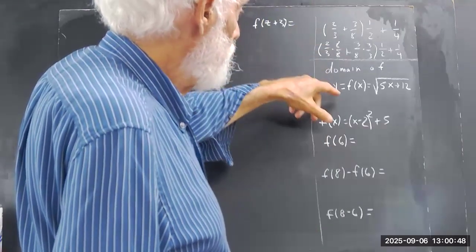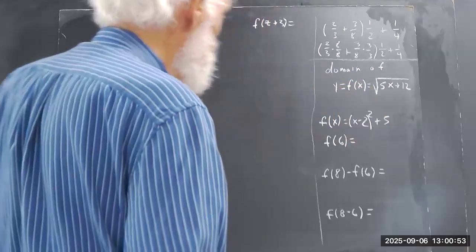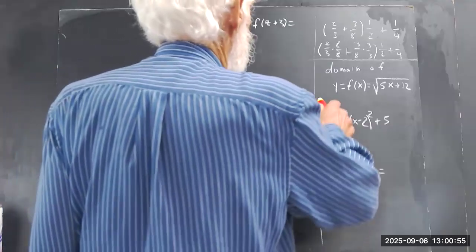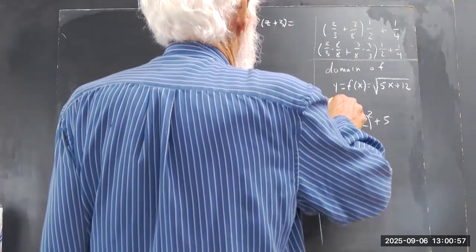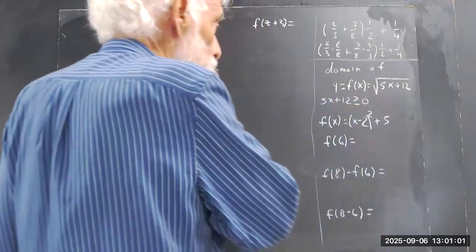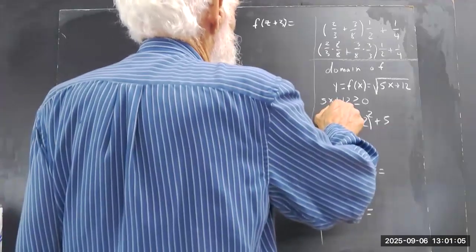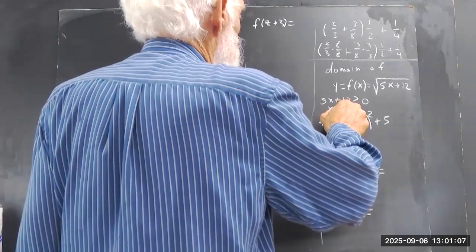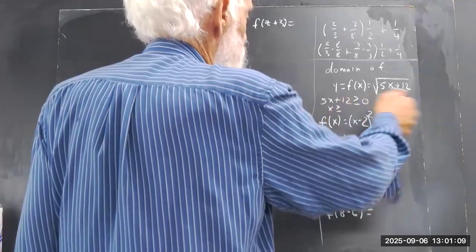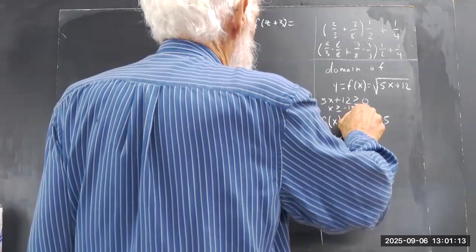Okay, what's the domain of y equals f of x equals square root of 5x plus 12? Well, just briefly, 5x plus 12 can't be negative. It has to be greater than or equal to 0. So you're going to get x has to be greater than or equal to negative 12/5.